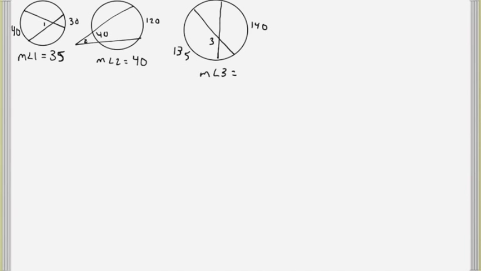What would we do to find angle 3 here? We need the calculator. Okay, it doesn't work out evenly. What do we need to do? 275 divided by 2. Add them up and divide by 2, so we get 275 divided by 2, which is 137.5.